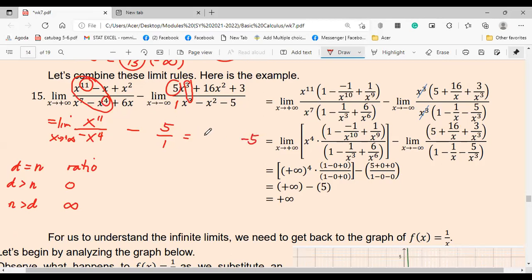Okay, tapos yung isa naman, we have the limit of 11 minus 4. Isn't it 7? So x raised to 7. And this becomes x approaches positive infinity. Okay, but there is a negative sign there, so it plays here negative sign. Okay, tama ba? 7, 11, negative. So I think that's missing on that part.